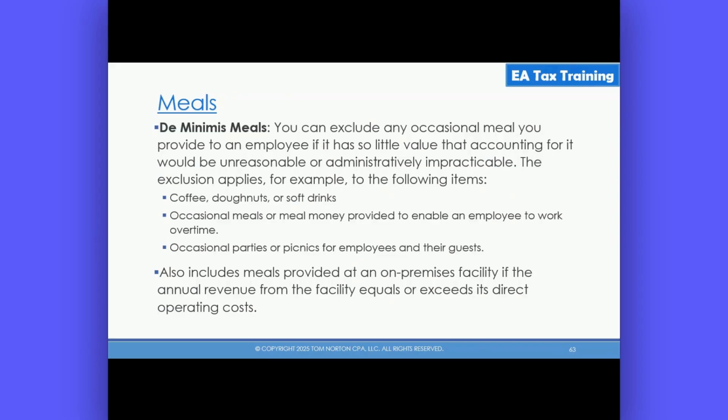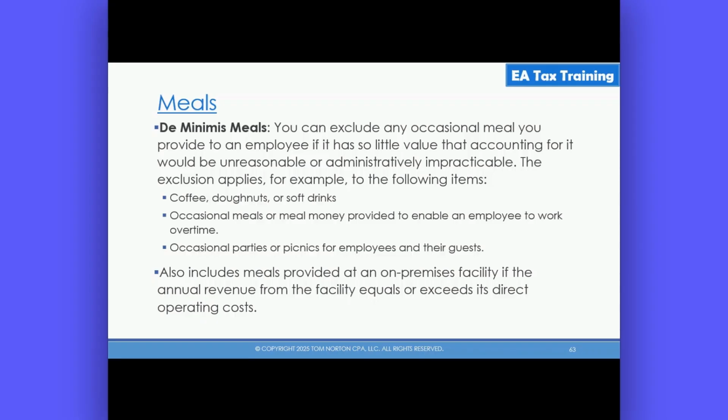De minimis meals. You can exclude any occasional meal you provide to an employee if it has so little value that accounting for it would be unreasonable or administratively impracticable. The exclusion applies, for example, to these: coffee, donuts, and soft drinks that the employer may provide, occasional meals or meal money provided to enable an employee to work overtime.